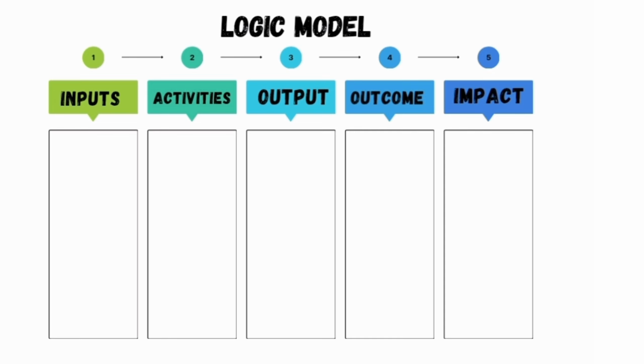So the inputs, what do we need? We need health workers. We need money to run the program. We need family planning suppliers like pills, condoms, and we will need demand. Women, men in the community want these services.